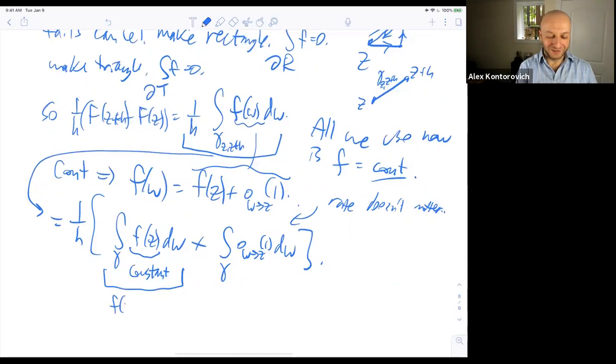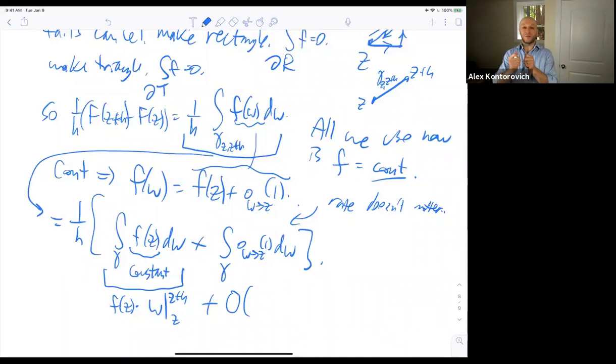f of z is a constant. And then we have the function w evaluated at z plus h. So this is times w evaluated from z plus h to z, because those are the two endpoints. And the derivative of w is 1. How about here? What can we bound this by? We can bound it by the length of gamma, times something that's going to 0 as h goes to 0. So as h goes to 0, certainly w goes to z.